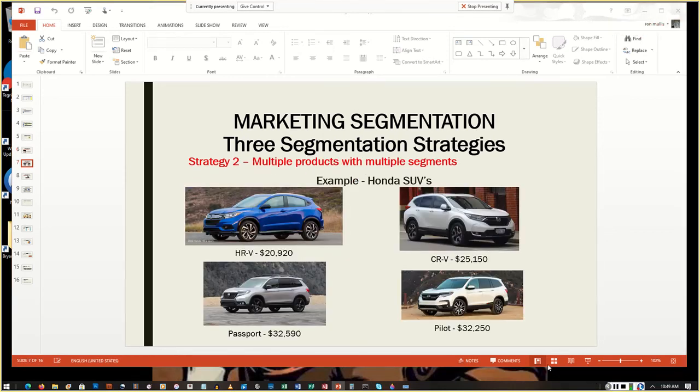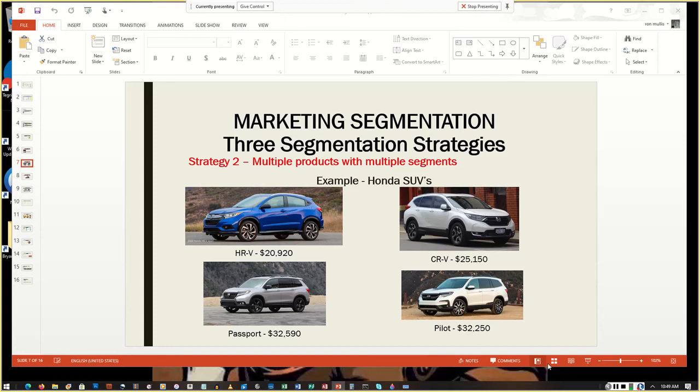So the second strategy is the multiple products and multiple segments. This strategy can be highly effective if the different products meet a customer's specific needs, and it doesn't reduce inequality or raise the price and add to sales revenue. Essentially, the business that has this type of product will produce many different products to appease different segments. One example, as you can see on the slide, is Honda and their SUVs.